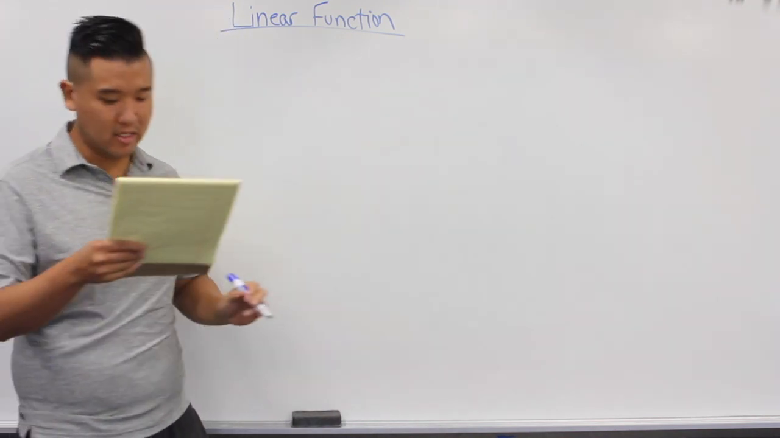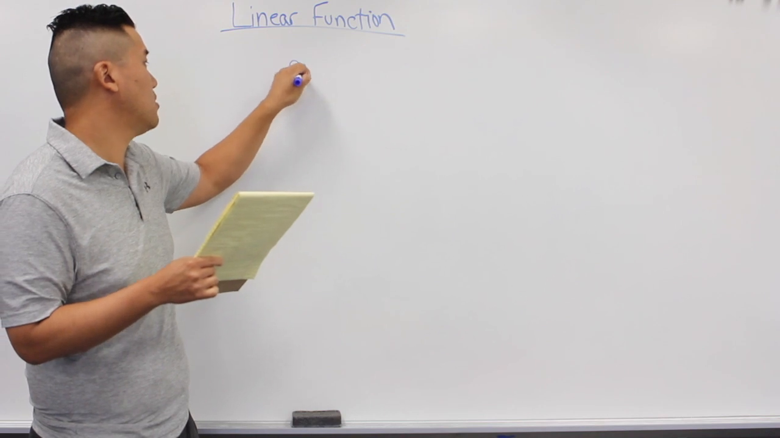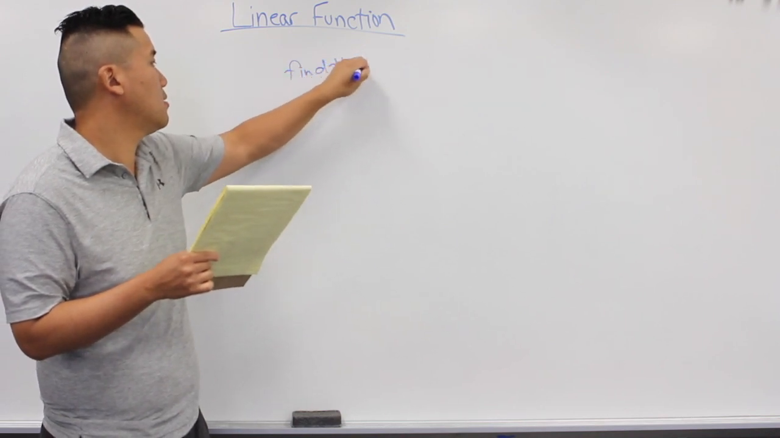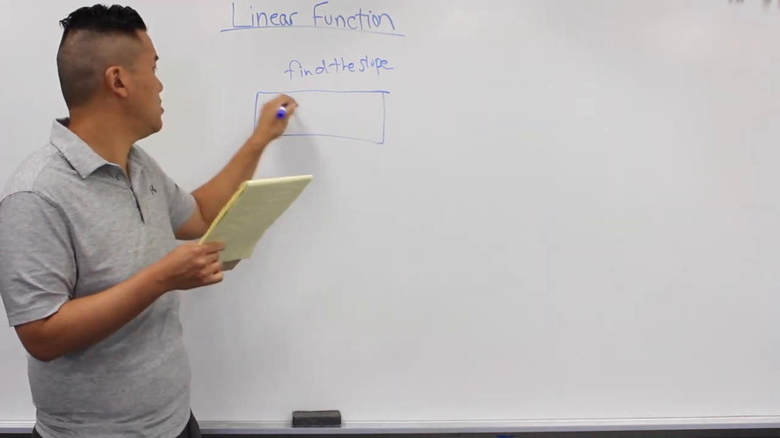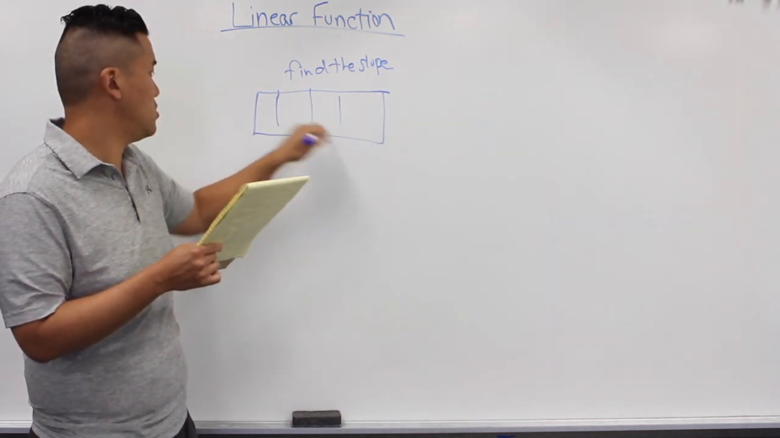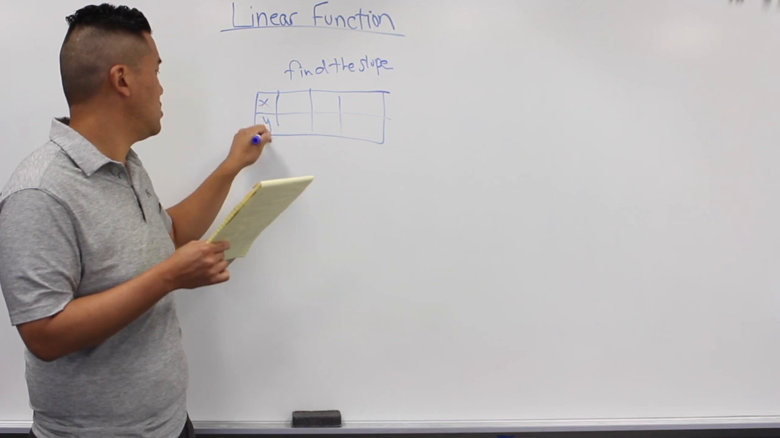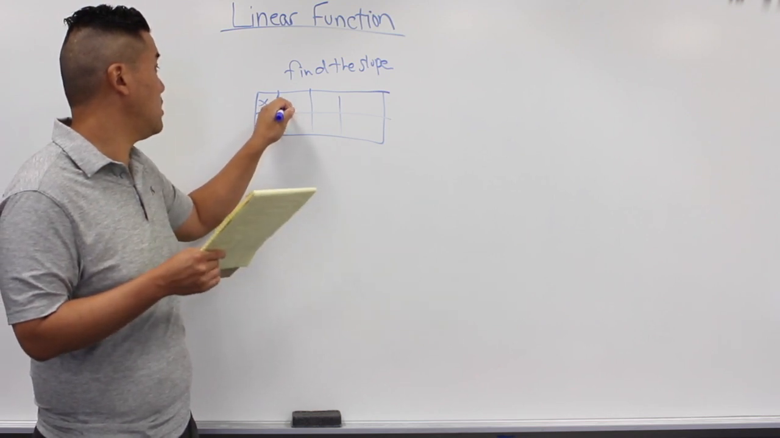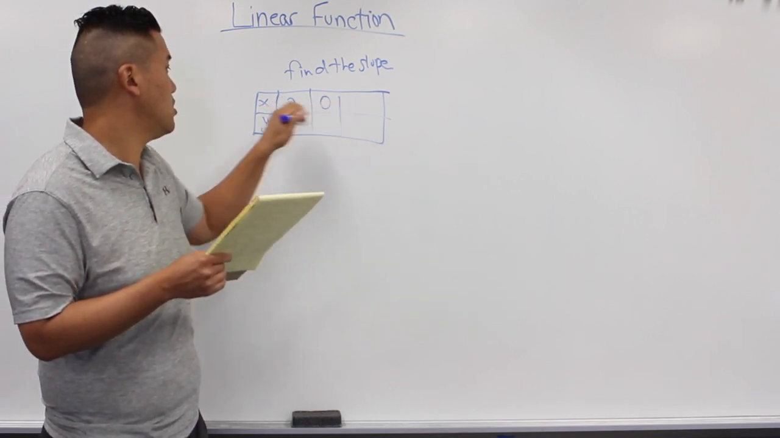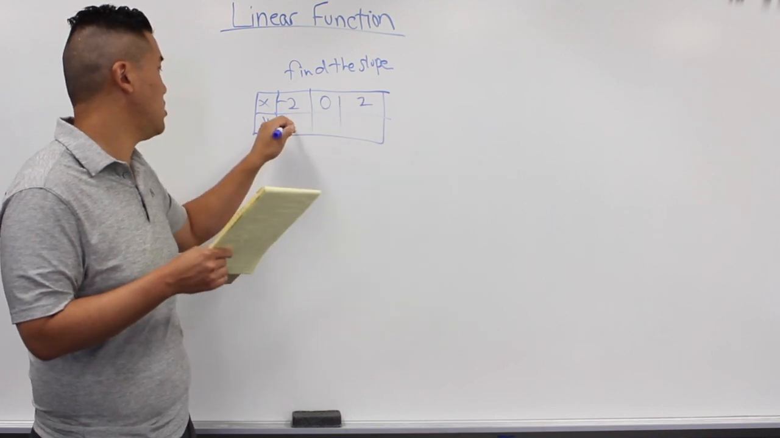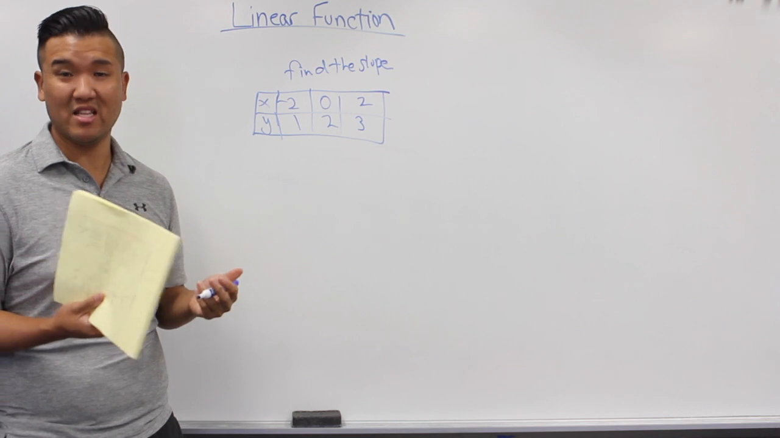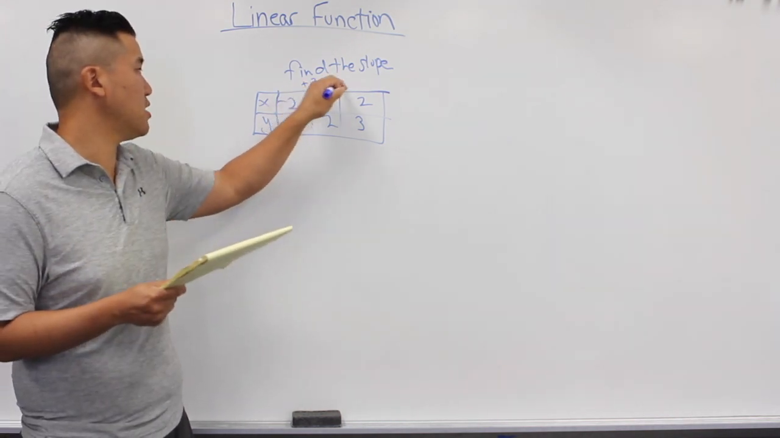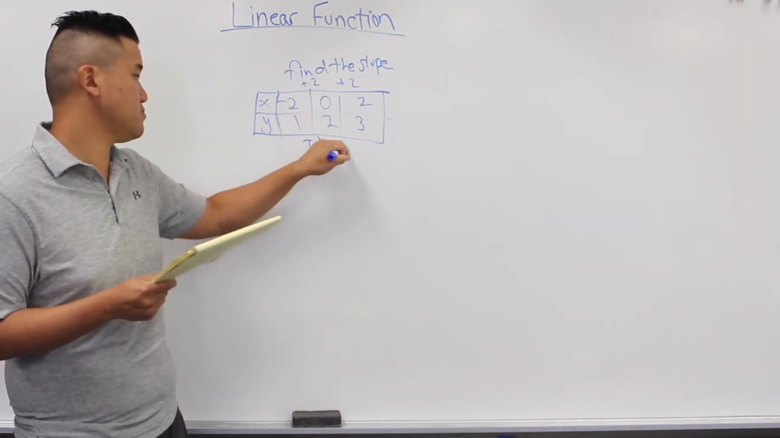All right, let's try our next example. Let's find the slope. Let's say I give you another table: 2, 0, -2, and 0, 2, 1, 2, 3. First part, is it linear? It's going up by 2's here. It's going up by 1's here.